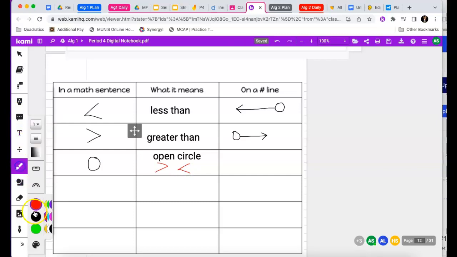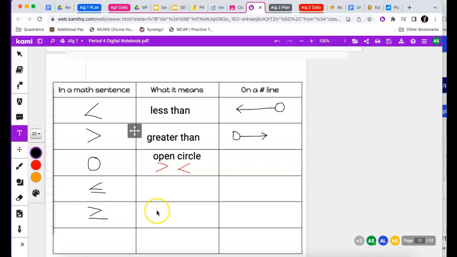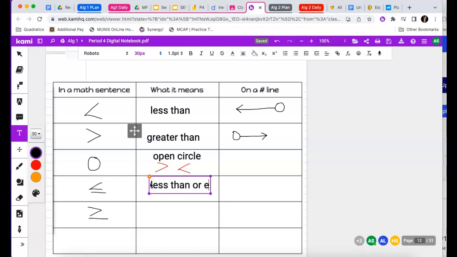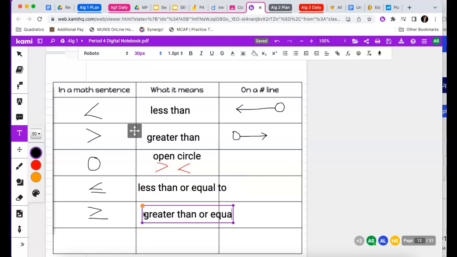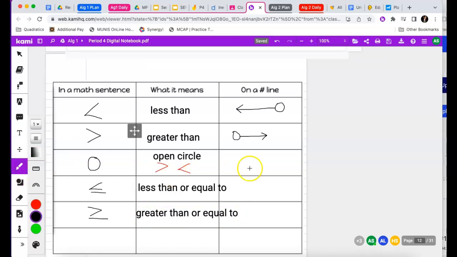So now we're going to look at less than or equal to and greater than or equal to. So the only extra part is that there's an equal to symbol under there. So less than or equal to and greater than or equal to. So that means a number could be less than or equal to that number. So let's just say we have something that is less than or equal to 0.